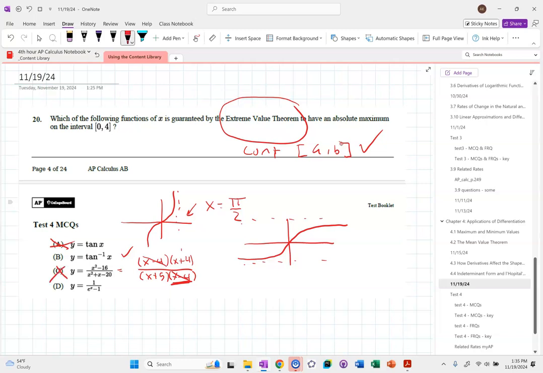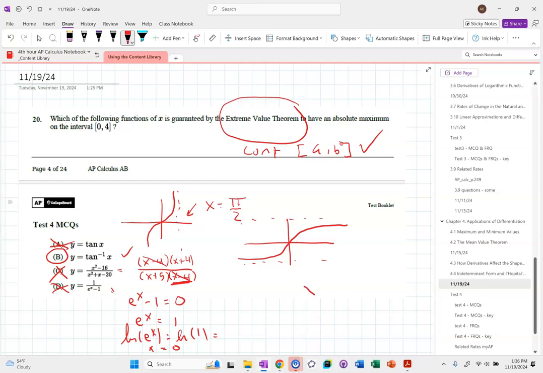This one, is the denominator able to be equal to 0? Take the natural log of both sides. What's the natural log of 1? 0. That's on 0 to 4, so that one doesn't make it. Our only one should be tan inverse. And basically all I'm doing is checking for continuity, and specifically continuity on that interval, right?